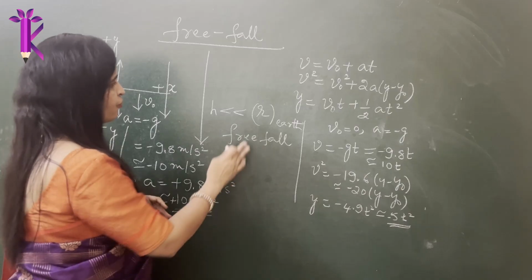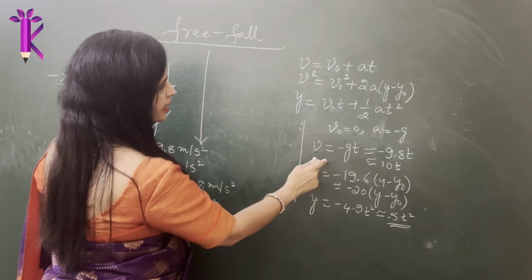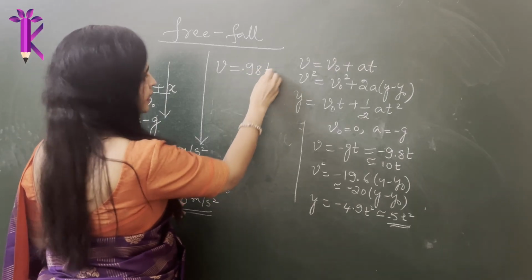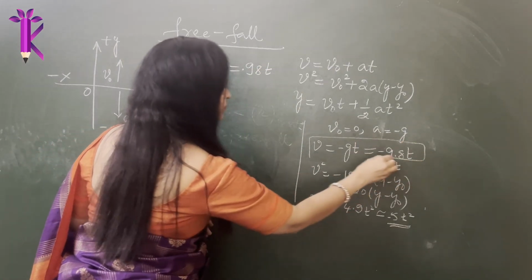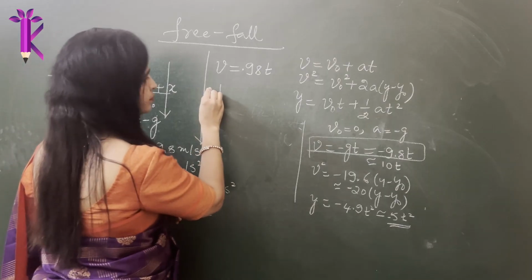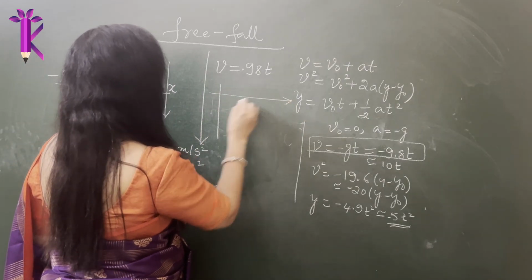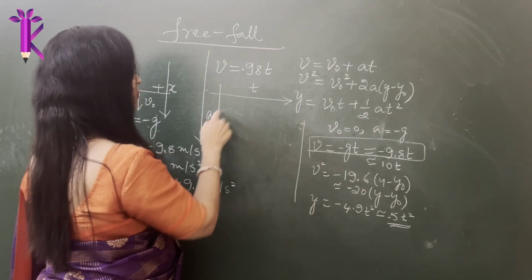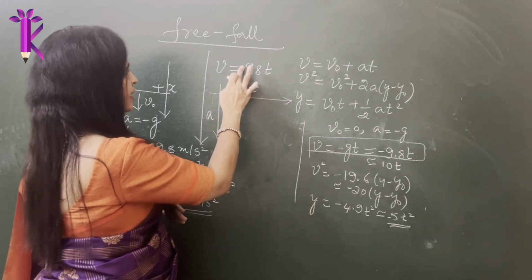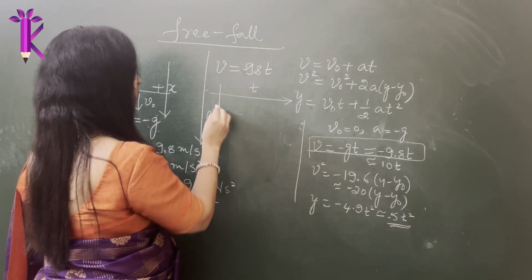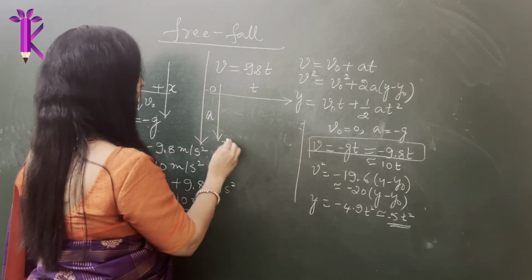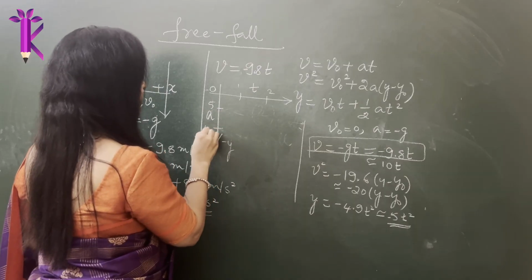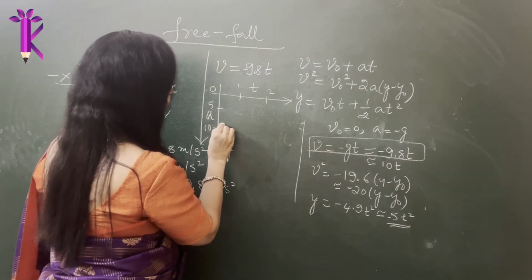Now let's plot a graph for this. Let me plot a graph for this value where v is equal to minus 9.8 t. If you calculate the value of acceleration, I'm plotting not v versus t, I'm plotting acceleration, which is minus 9.8. This is 0, this is your negative y-axis. Suppose this is 1 second, this is 2 seconds, this is 5, and let's say this is 10 meter per second square. So this is the value of 9.8.